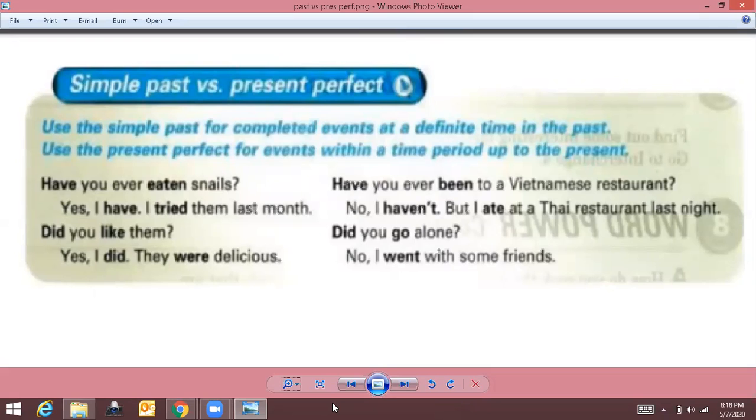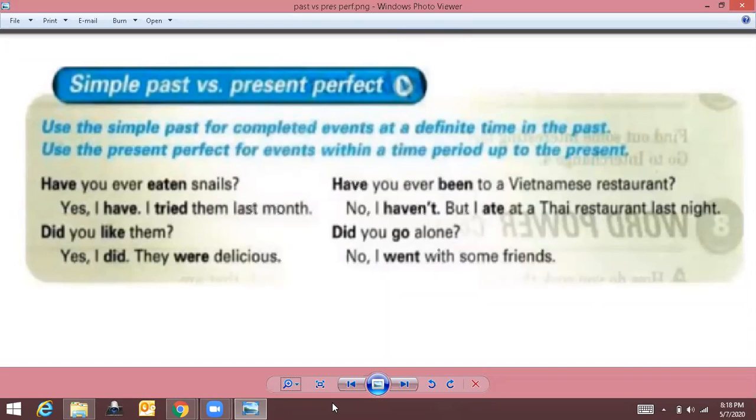Now, the second question, another volunteer. Have you ever been to a Vietnamese restaurant? No, I haven't, but I ate at a Thai restaurant last night. Second question. Did you go alone? No, I went with some friends.